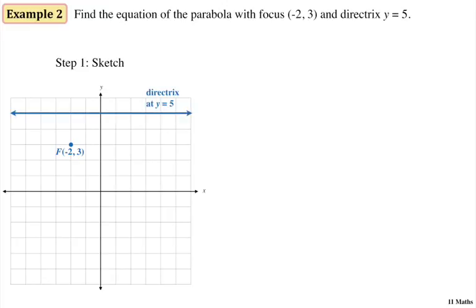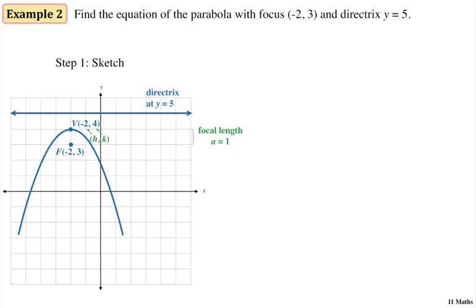The directrix is y equals 5, which means the vertex needs to be halfway between the focus and the directrix. So there it would be. It has to be somewhere along that line and halfway. So it's there. That point there would be the point negative 2, 4. I know it opens downwards. What's the equation? Okay, before we do that, I've got to figure out a. a is the distance from the vertex to the focus, which will be 1 unit.